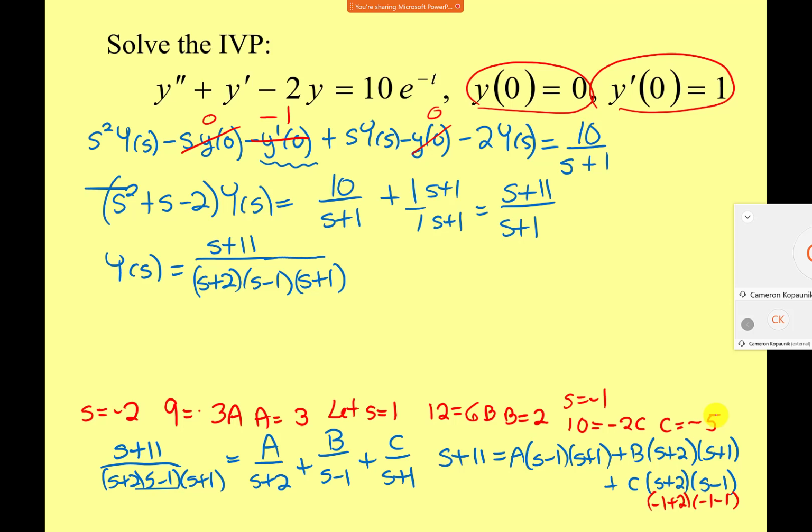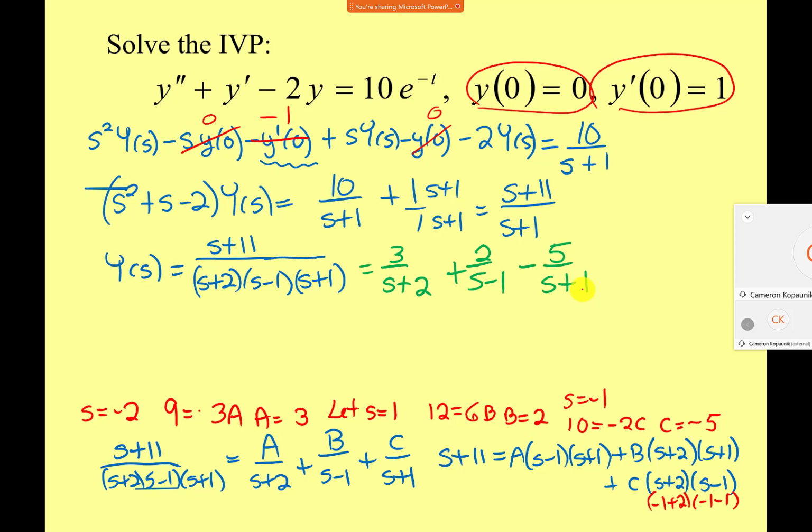So lots of partial fraction work happens when you're in Laplace's world, so you can get it back to something that we can inverse transform. So let's write down how that broke down. So A was 3, so we got 3 over s plus 2. And then B was 2, so we've got 2 over s minus 1. And then C was negative 5, so minus 5 over s plus 1.